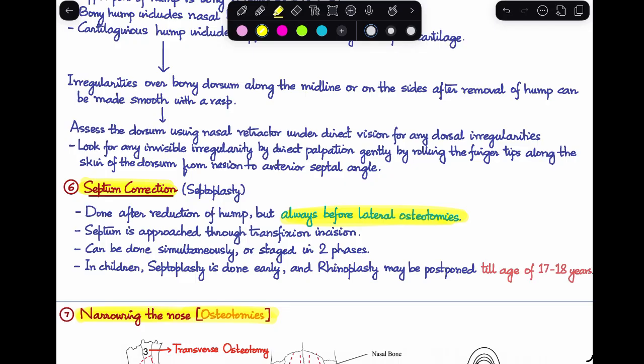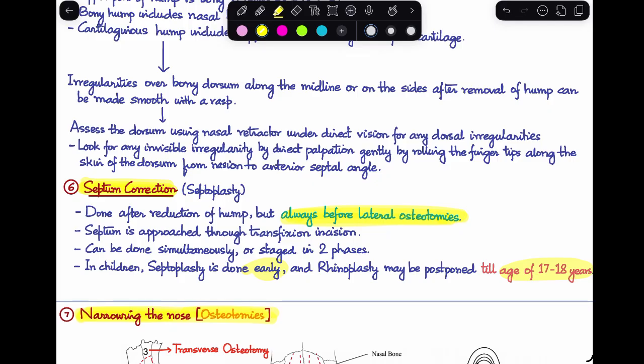Now, the septoplasty, if you do require the septoplasty, in that case, we should have given a complete transfixion incision in the beginning. And through the transfixion incision, we are going to approach the septum. Some surgeons actually prefer to make it a staged procedure where they perform septoplasty and rhinoplasty separately. One of the main reasons here could be in case of children. If it is a case of children, usually septoplasty is done early, and we defer rhinoplasty till about the age of 17 to 18 years. So that's about septum correction.